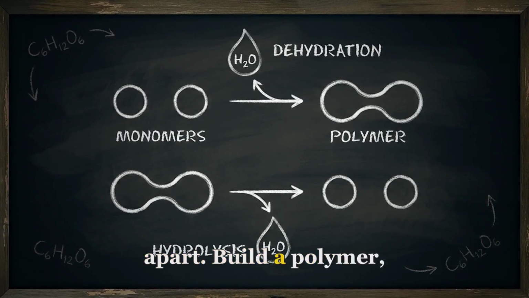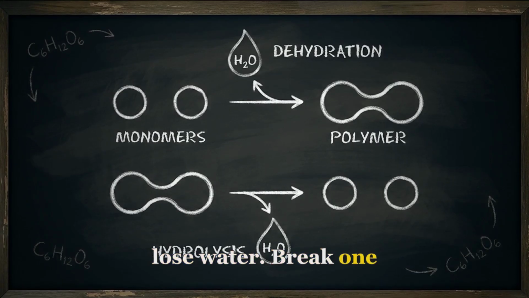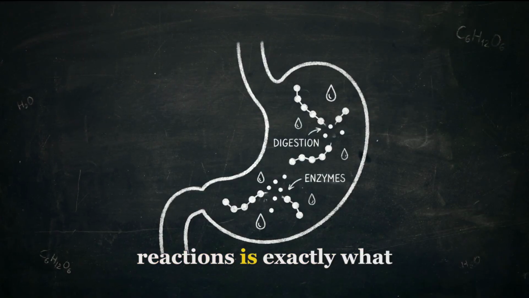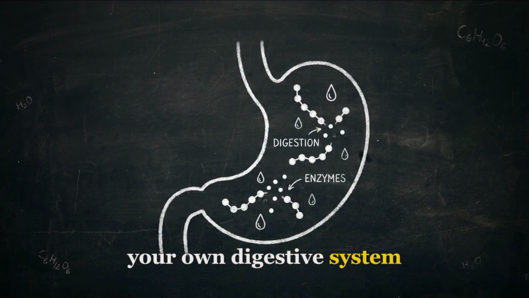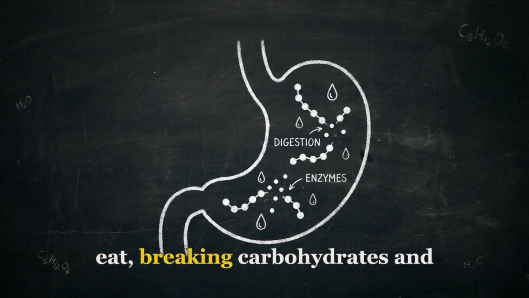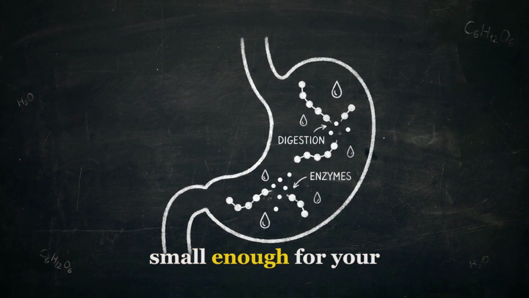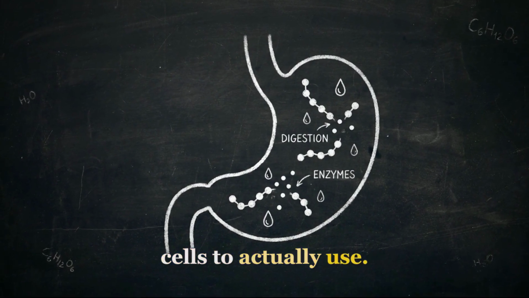Build a polymer, lose water. Break one apart, add water back. That single pair of reactions is exactly what your own digestive system runs every time you eat, breaking carbohydrates and proteins from your food back down into monomers small enough for your cells to actually use.